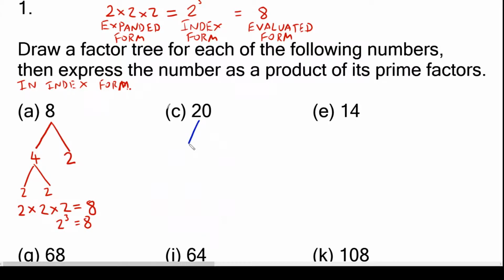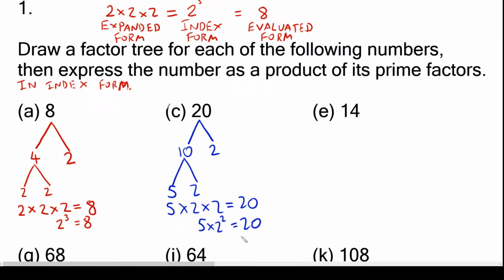20. That's 10 times 2. And then we've got 5 times 2. So 5 times 2 times 2 equals 20. And in index form, that's going to be 5 times 2 squared equals 20. Okay.